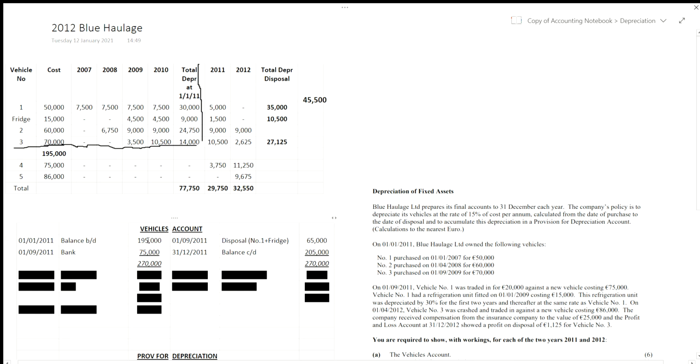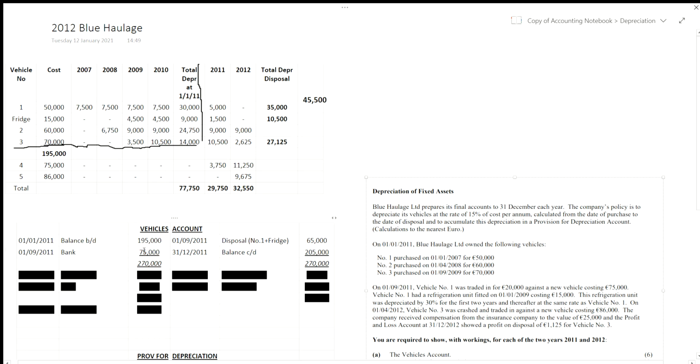Quite simply after that, all we have to do now is look at 2011. If we bought a vehicle, we add it, and if we disposed of any vehicle, we took it away, and then we need to find our balance at the end. So what happened? It told us that we traded in vehicle number one, but vehicle number one also had the fridge. We bought a new vehicle costing 75,000. So these are all going to change our costs. The new vehicle was 75,000, so I put that here on the debit side because I'm adding another vehicle on. So our vehicles are going up from 195,000 by 75,000.